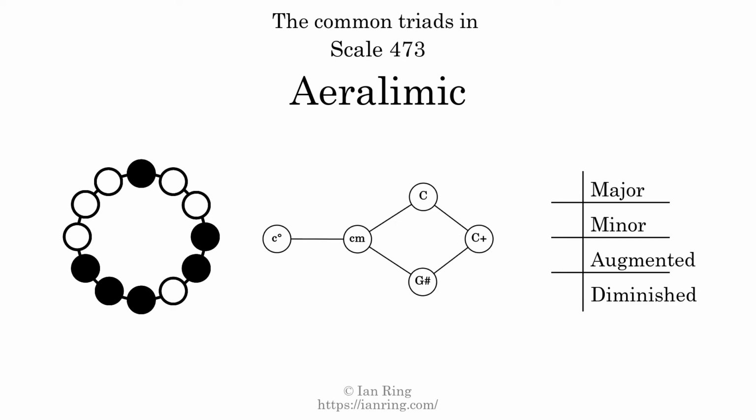The diagram in the center is a graph of parsimonious voice leading between triads. There are 2 major triads. There is one minor triad. There is one augmented triad. There is one diminished triad. Here is a Hamiltonian path of parsimonious voice leading that uses all the triads.